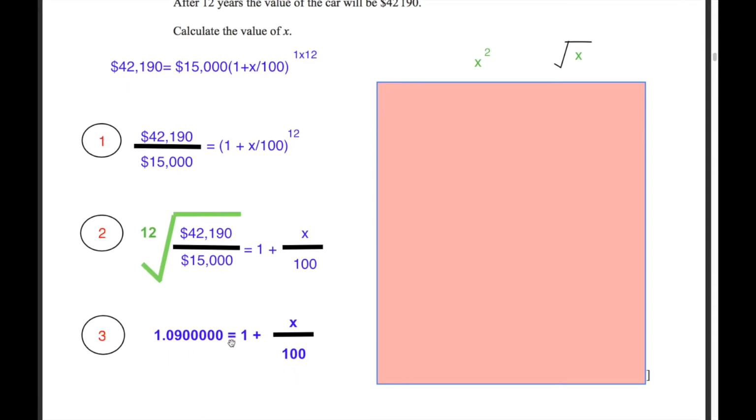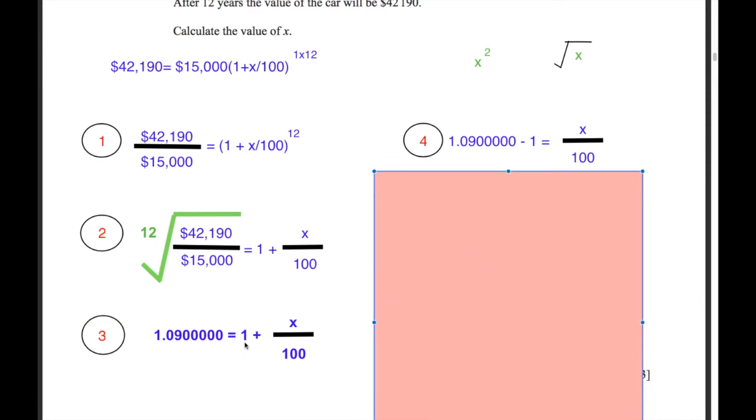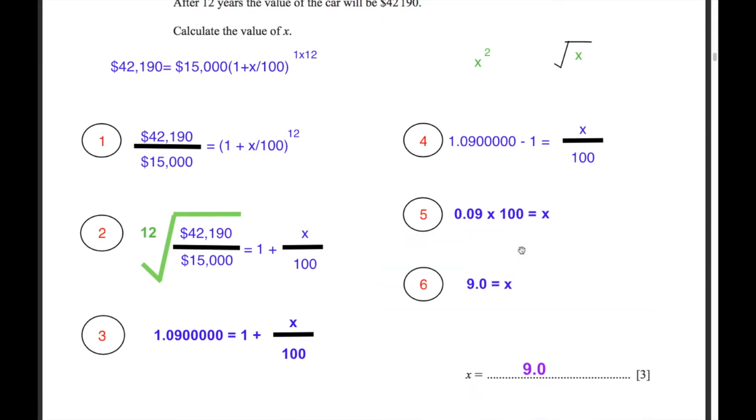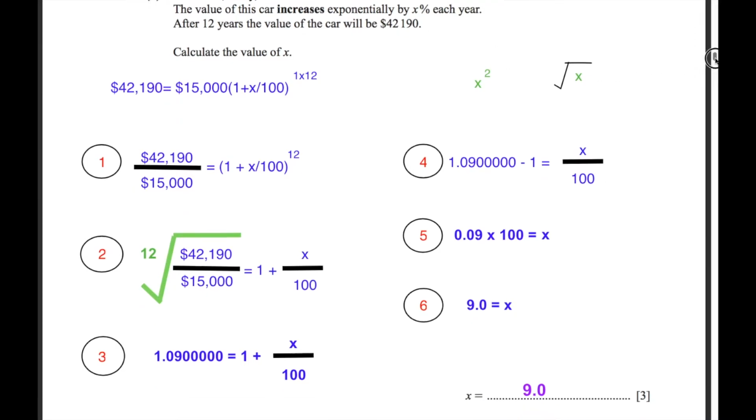1.0900 and so on, right? Is equal to 1 plus X over 100. We're going to move that 1 to the other side. Moving it over here becomes -1. So then this is what you get, right? We move this 100 now over there. It's going to be times 100. So then X is 9%. So the value of his car increases exponentially by 9% each year.